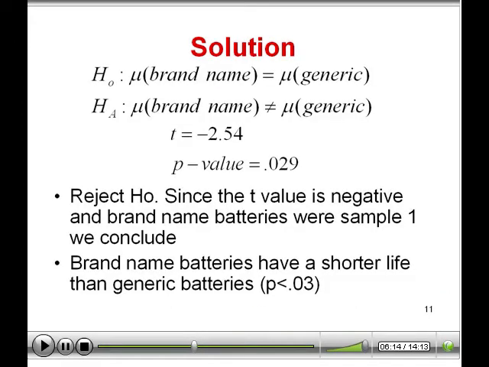This slide puts it all together. Here we have the basic elements of a good significance test: the statement of the null and alternative hypothesis, the value of the test statistic, and the p-value. The decision to reject or fail to reject the null hypothesis, and finally a clearly stated conclusion.